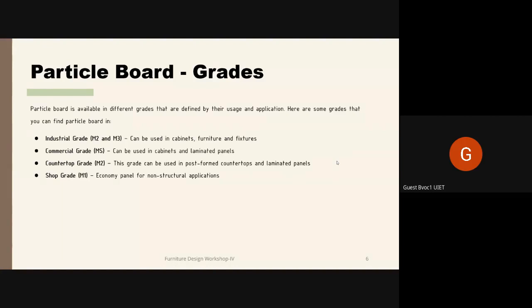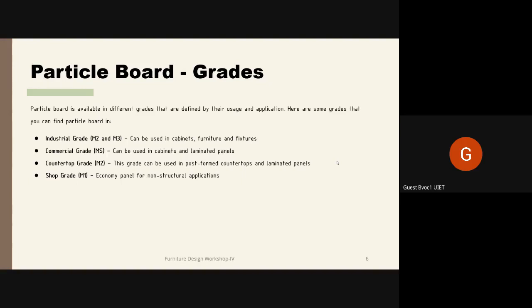Countertop grade M2 can be used in post-formed countertops. It means that when you are renovating a space and you want to upgrade your countertops but you don't want to spend as much money, then you can exchange or replace it with particle board, which is laminated on both sides. Obviously a countertop is going to be exposed to water or moisture, and if that happens, it will get deformed. So it needs to be treated before it can be used as a countertop.